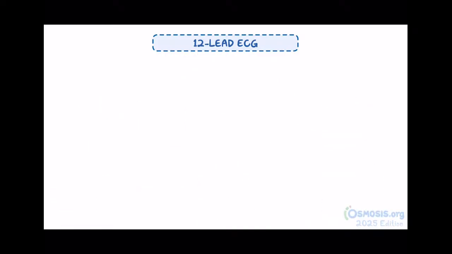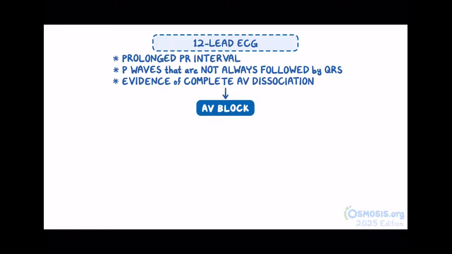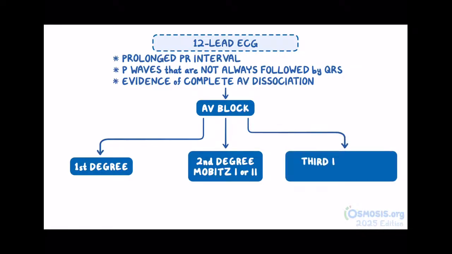Lastly, if 12-lead ECG reveals a prolonged PR interval, P waves that are not always followed by a QRS, or evidence of complete AV dissociation, consider AV block, which can be further classified as first degree, second degree Mobitz 1 or 2, and finally third degree or complete AV block.